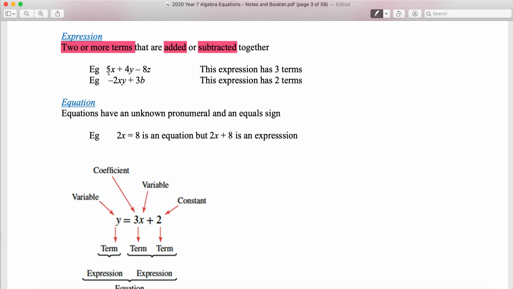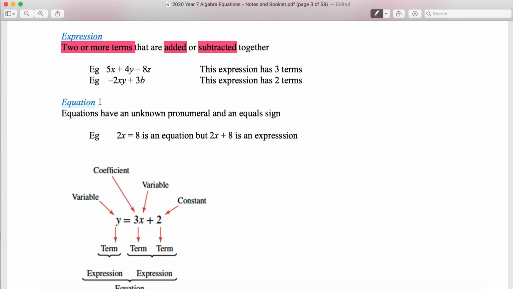5x, which we already know is a term, plus 4y, which is another term, take away 8z, which is another term. Another example, negative 2xy, which is a term, this whole thing is a term, plus 3b. Okay, here it says this expression has three terms, 1, 2, 3, and the second one says this expression has two terms. Okay, so this is what is called an expression.